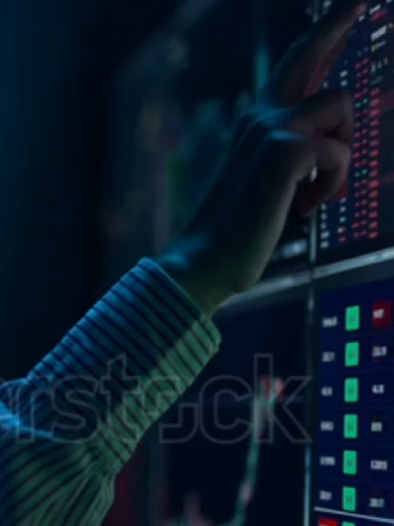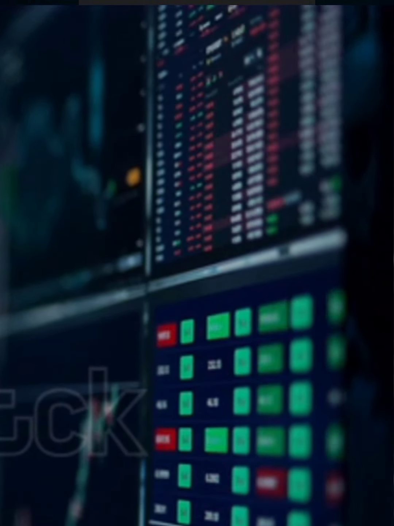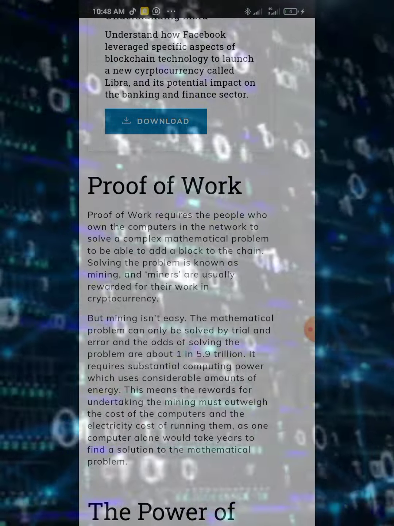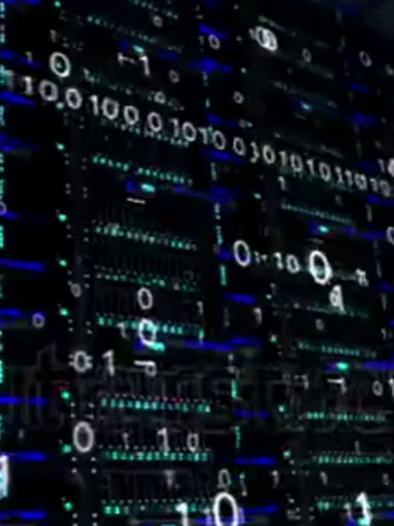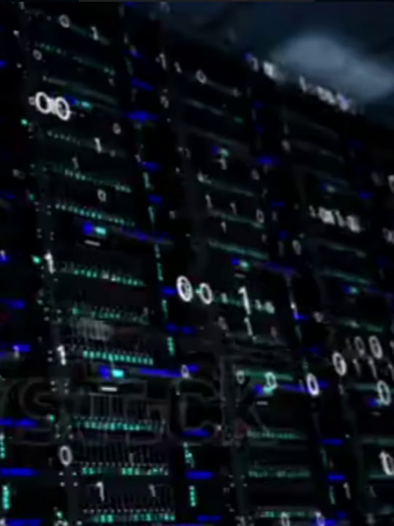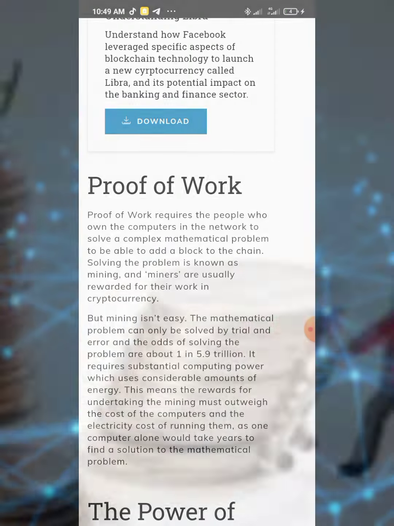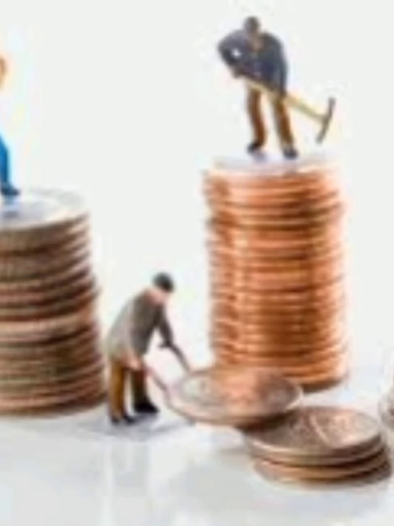All right, so what exactly is proof of work? Okay, so I know you guys must have been hearing of proof of work. Proof of work requires the people who own the computers in the network to solve complex mathematical problems to be able to add a block to the chain. Solving this problem is known as mining. All right, so guys, this is where the term mining comes in. Miners are usually rewarded for their work in cryptocurrency.